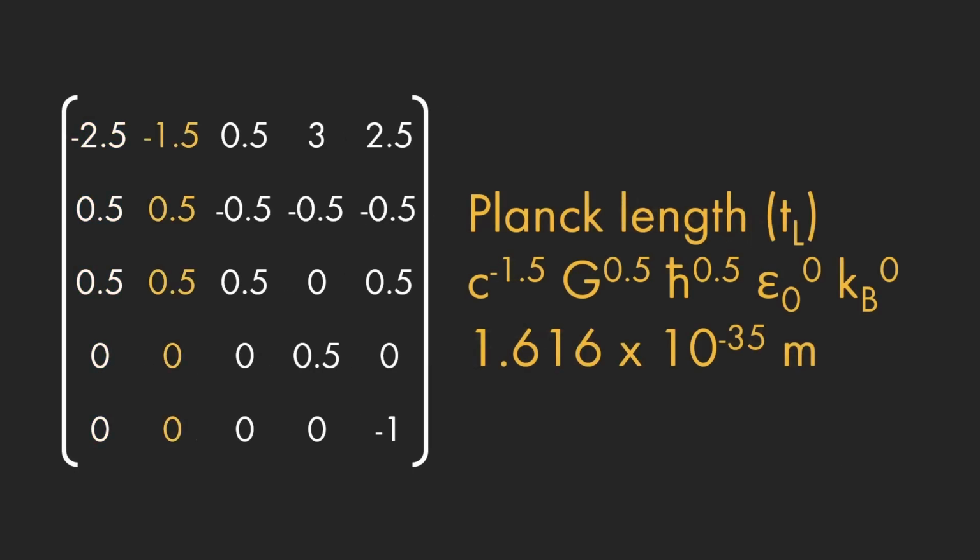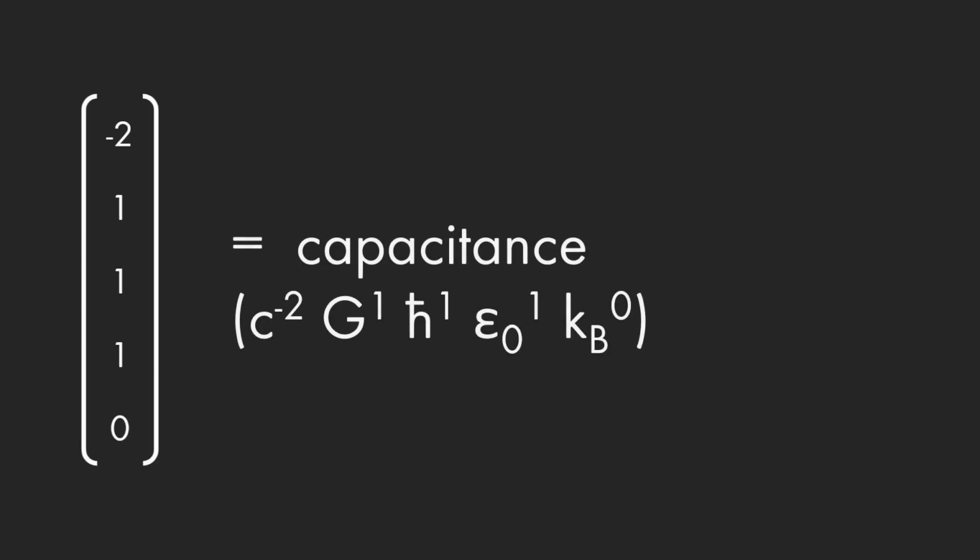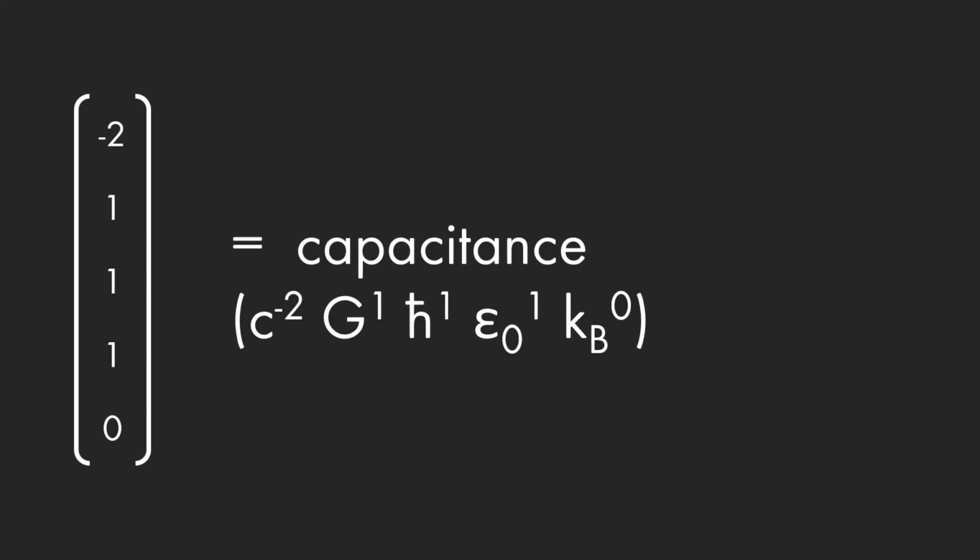The Planck length is represented by the second column, and so on. Now, if we wanted to find something more complicated, like our old friend capacitance, we can again multiply it by this conversion matrix, and we find that the units of the Planck capacitance are surprisingly nice. I don't know if there's a situation where you'd ever need to use the Planck capacitance, but you can.